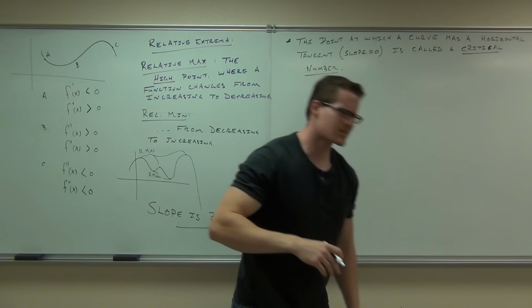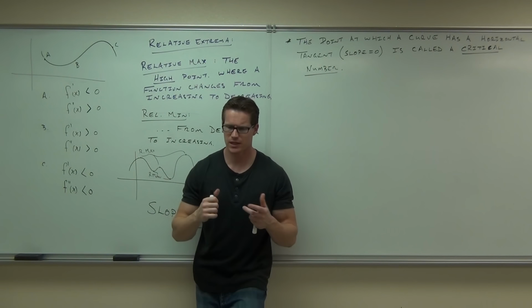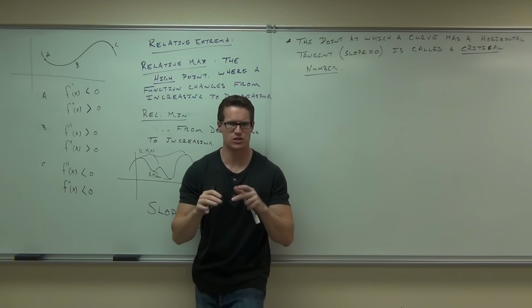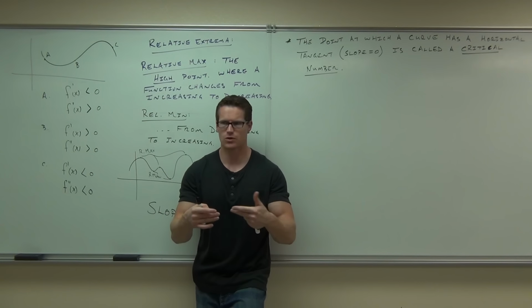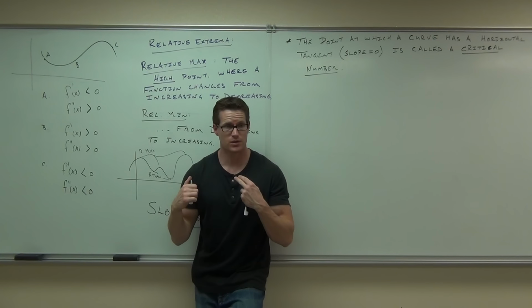Okay, well, let's think about this for a second, all right? If your critical number is a place where your slope equals 0, do you understand the definition, firstly, of a critical number? A critical number is a place where your slope equals 0. Are they always relative maxes or mins? No, they're not. You can have other things that happen.